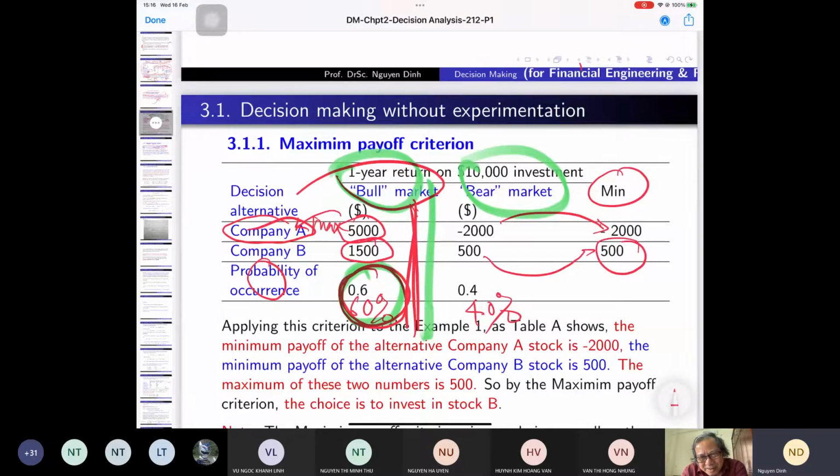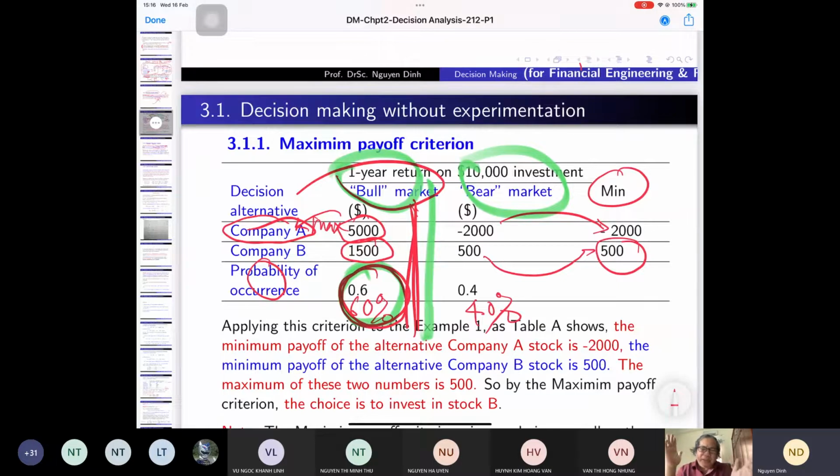Yeah, roughly. Maximum likelihood is very easy. You choose the state of nature with the maximum likelihood. Maximum likelihood means the higher probability. So we have two states of nature here, bull and bear. The bull is 60%, the bear is 40%. So which one is higher? Bull is higher, 60.